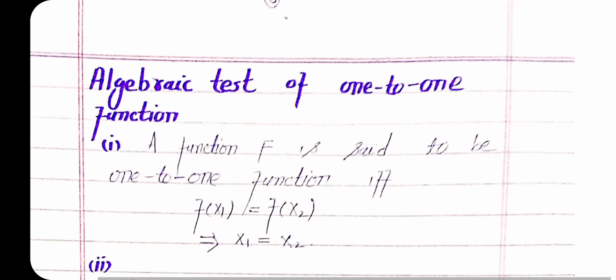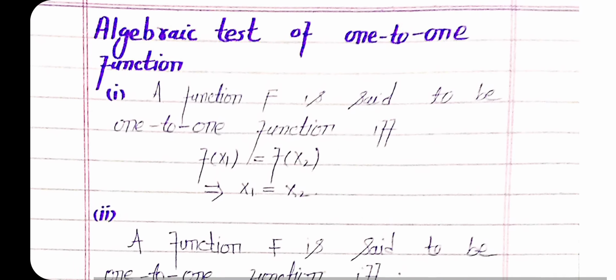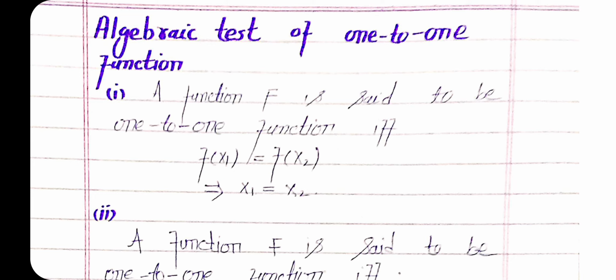Algebraic test to check a one-to-one function. Here we have a last trick to check whether a function is one-to-one or not. A function f is said to be a one-to-one function if the images of two elements are equal, that is f of x1 and f of x2 are equal, then x1 is equal to x2. If and only if this condition holds: if the images of two elements are equal, then these elements are also equal.